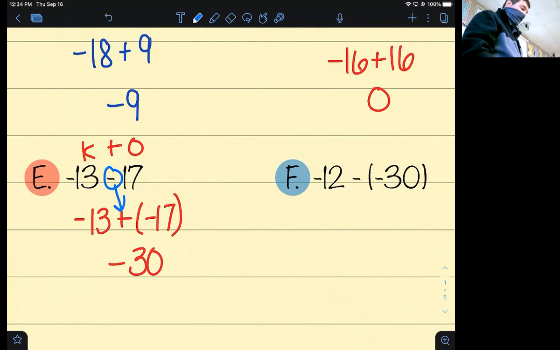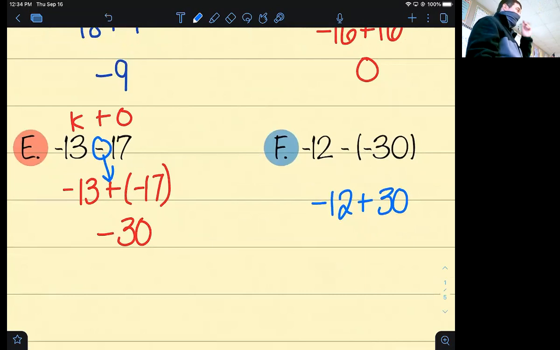And the last one, Michael, can you tell me what negative 12 minus negative 30 rewrites to? Negative 12 plus 30. Good. We're going to join forces or go to war? Yeah, we're going to war. And who wins? Positives or negatives? Yep. And they're going to win by 18. I subtract and I get 18 there.